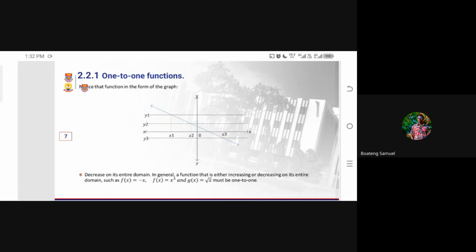There is a note down there that says decreasing on its entire domain in general. So this one is a decreasing function. A function that is either increasing or decreasing on its entire domain, such as f of x equals negative x, is one-to-one. So f of x equals negative x, f of x equals x to the power 3, and g of x equals root of x are all one-to-one functions.